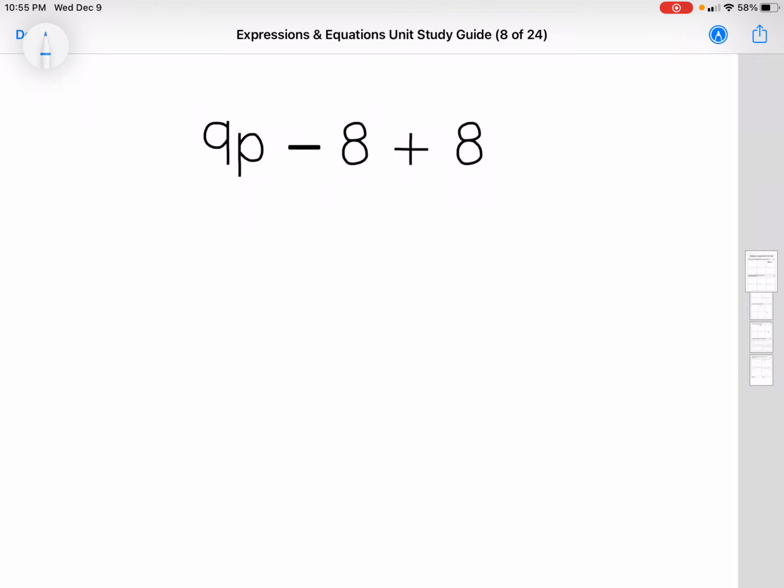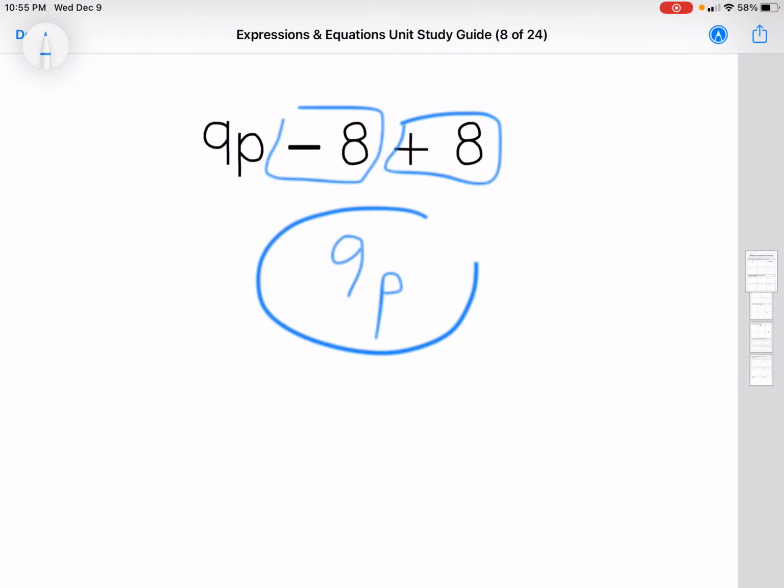The first part is expressions. There is no equal sign, so we cannot solve it. So all we do is combine like terms. -8 plus 8 is 0, so they just go away, and I'm left with 9p.